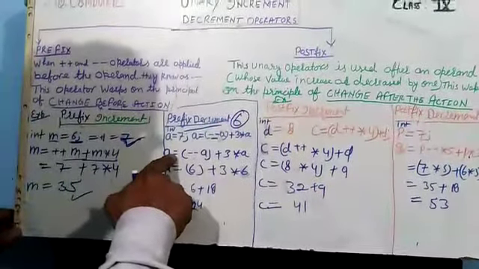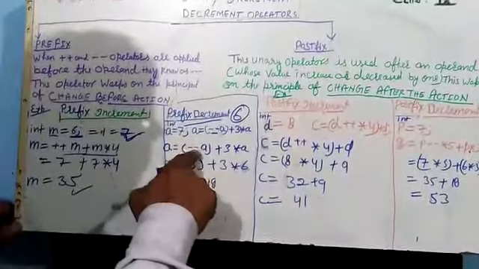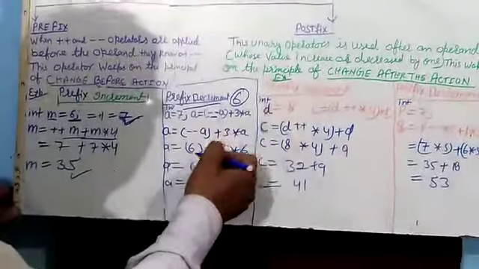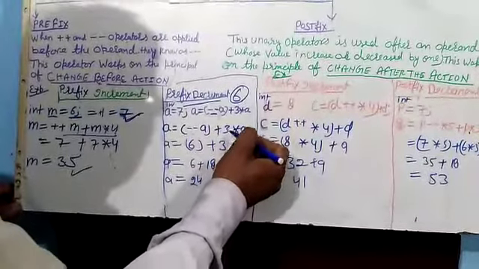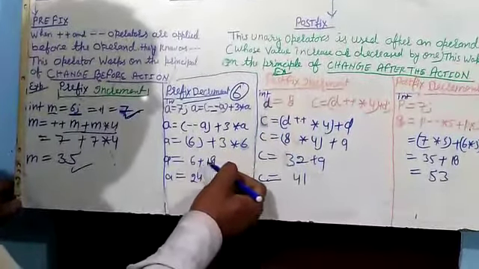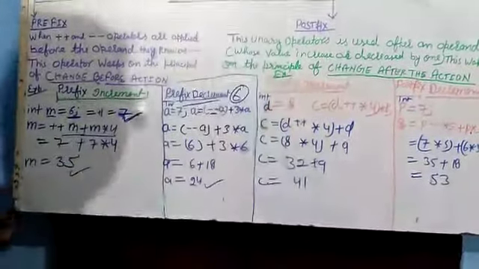Now a is equal to prefix decrement a plus 3 multiply a. The value of a will be 6, so 6 plus 3 multiply 6. So 6 times 3 is 18, and 6 plus 18 is equal to 24.